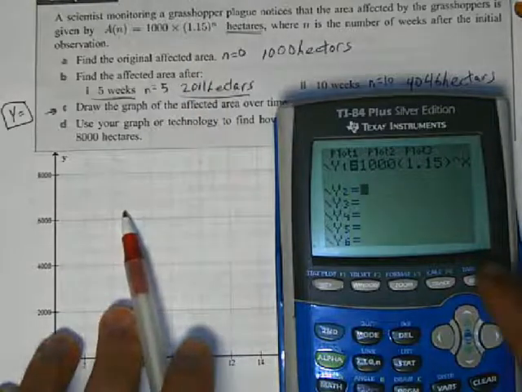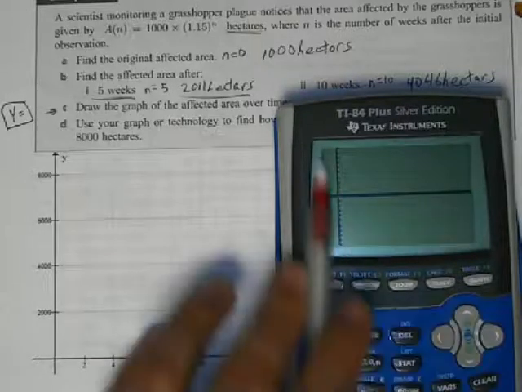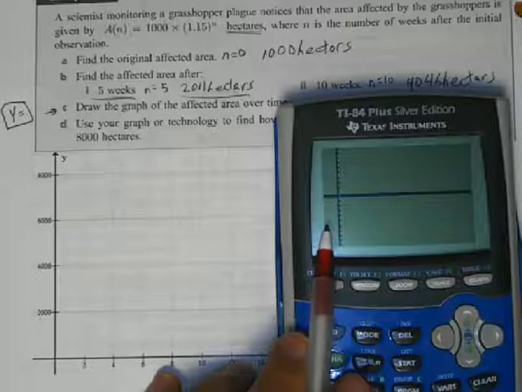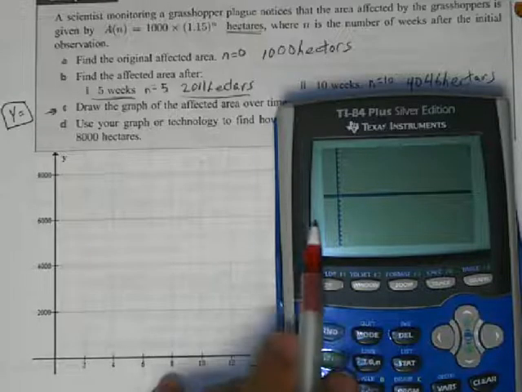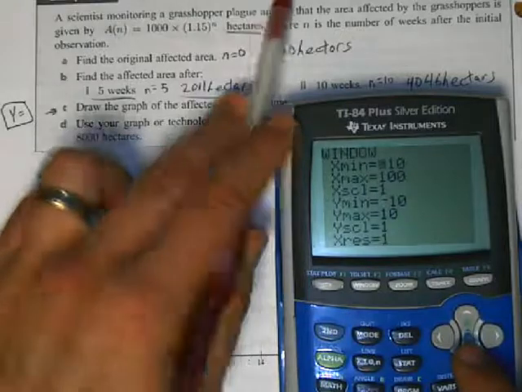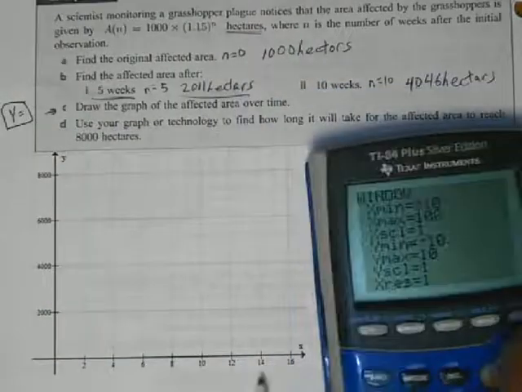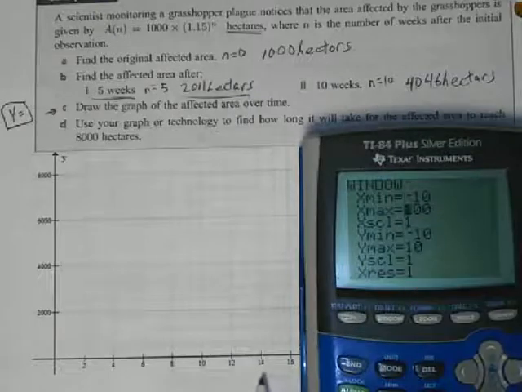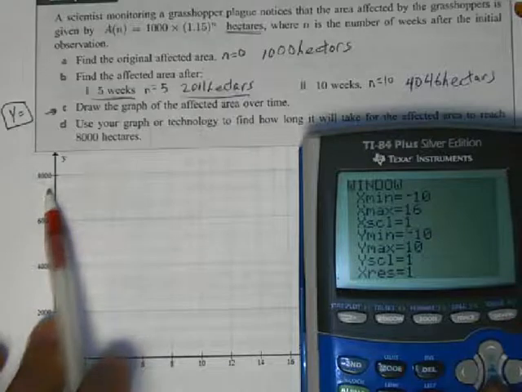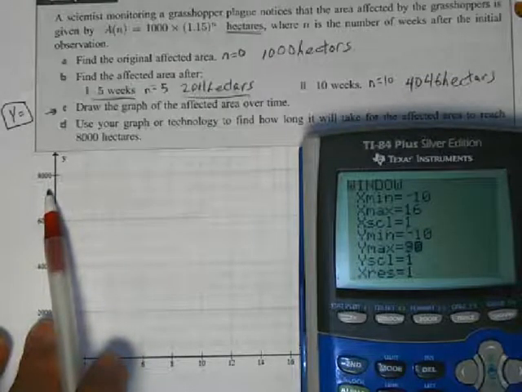Now, if you just hit graph, notice my x and y axis are a little bit messed up from the previous time I used the calculator. So once again, we're going to press window, and I'm going to change my x max to whatever I have on my grid. Let's call it 16. So changing the x max to 16. And my y max, if I look here, I've got 8,000. Let's just type in y max as 9,000.